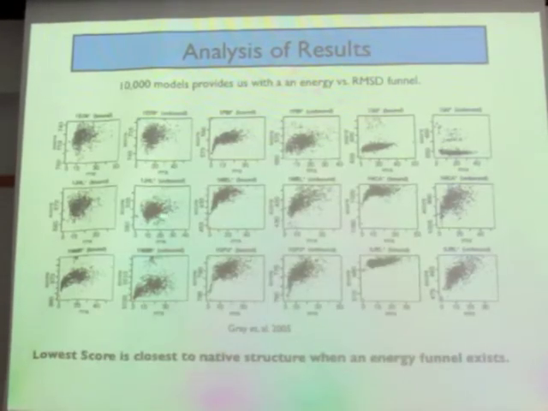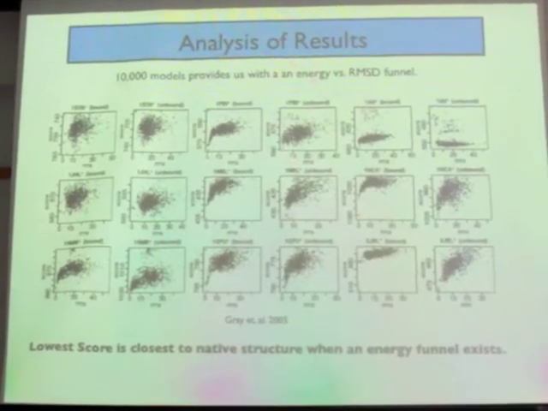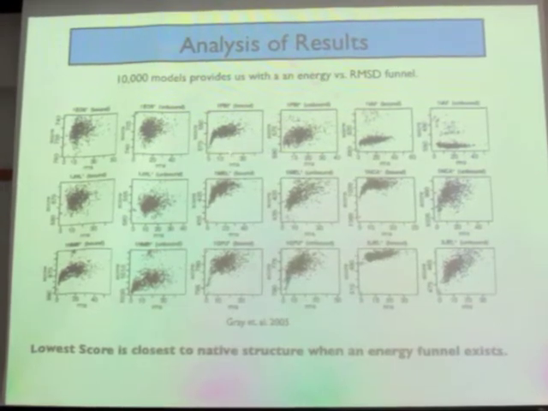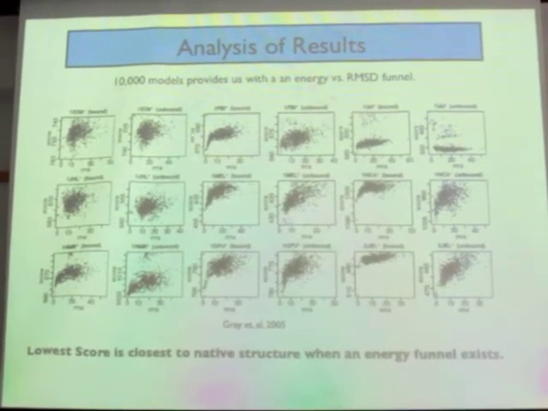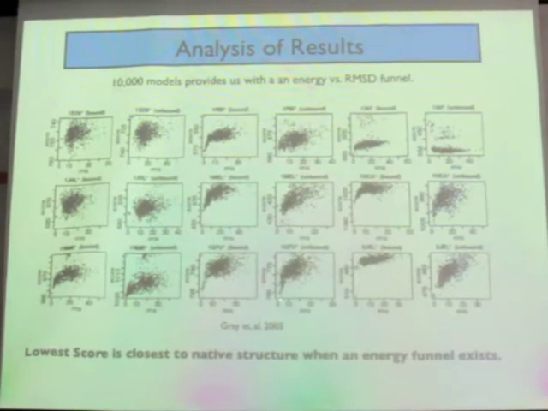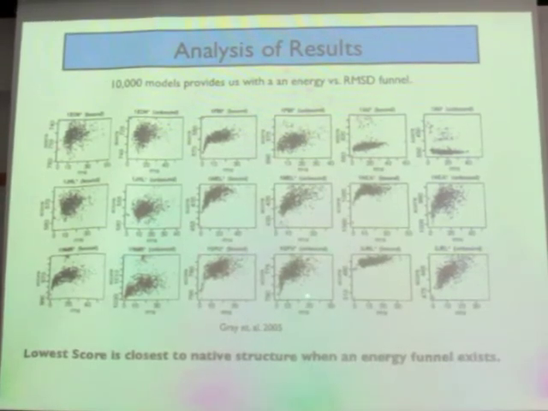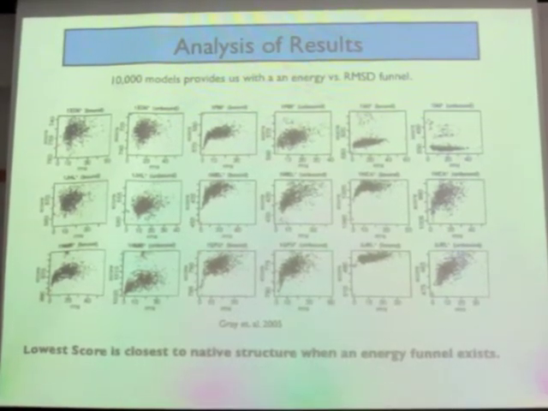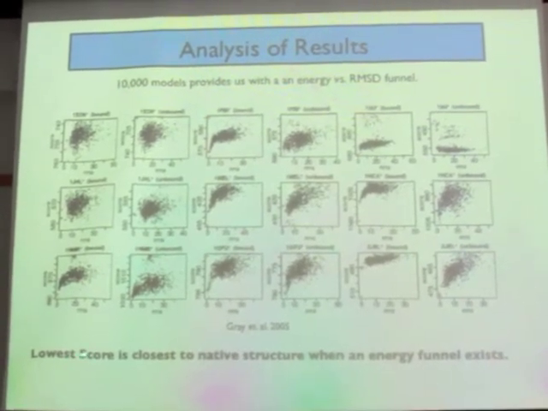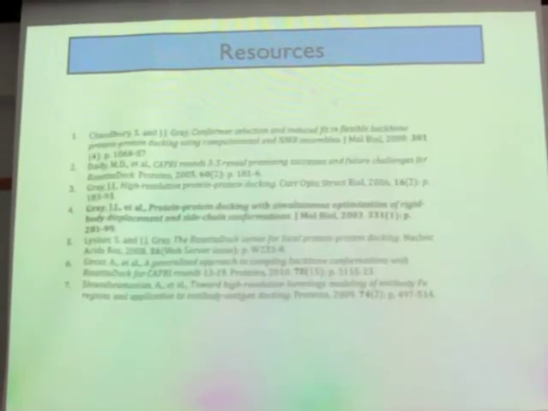So when you analyze your results, you should see energy funnels. The native should be the lowest thing compared to RMSD. So these are taken from the Gray paper. As you can see, most of them create an energy funnel, and the lowest RMSD is indeed the native, closest to the native structure at least. So the lowest score is closest to the native structure when an energy funnel exists.